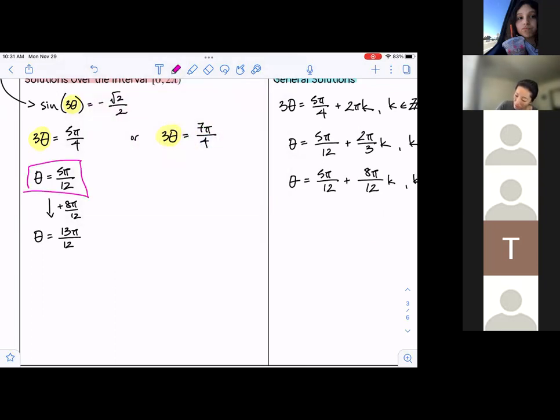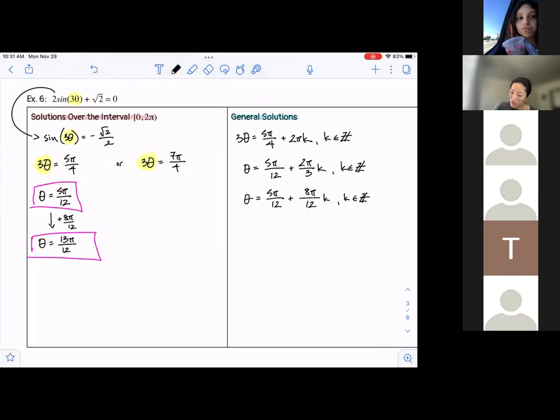Okay. Here's one solution. Here's another solution. How do I write 2π in terms of π/12? In other words, how many π/12s are there in 2π? Yeah, 24 of them, okay.